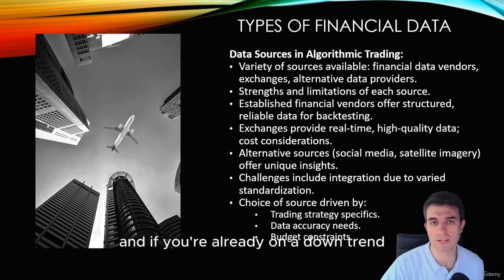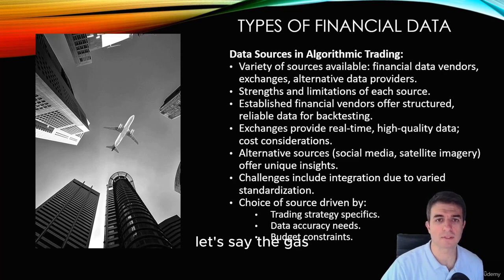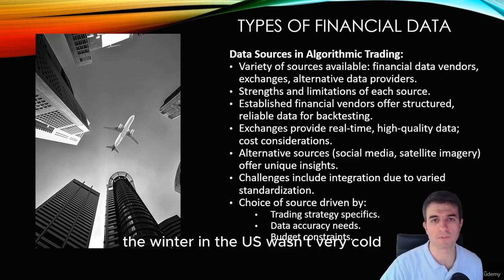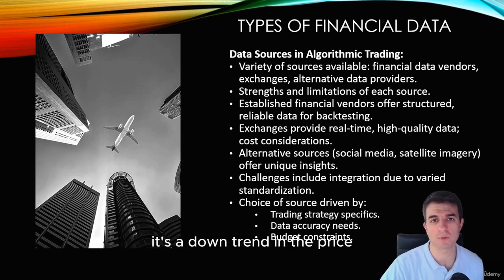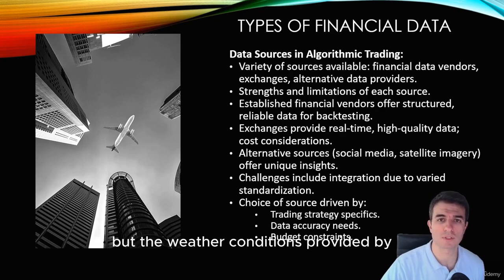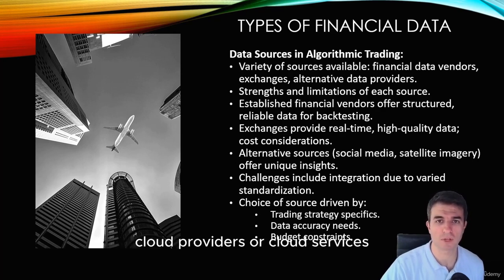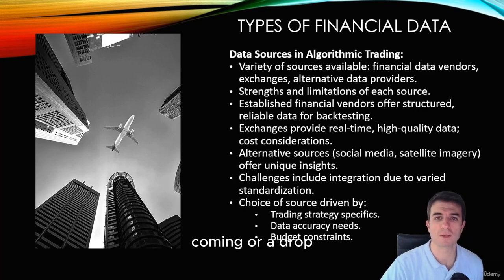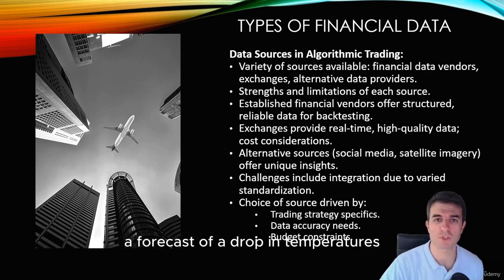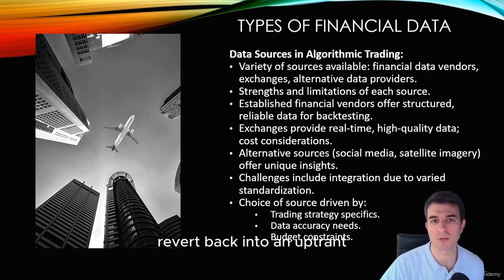And if you are already on a downtrend, let's say the winter in the US wasn't very cold, so we have a lot of gas, the price is dropping down, it's a downtrend in the price. You can follow the weather conditions provided by cloud providers or cloud services to see if this trend is going to continue down. Because the moment you see a storm coming or a forecast of a drop in temperatures, you might want to exit your trades before things revert back into an uptrend, or before the downtrend simply stops and the market starts ranging.